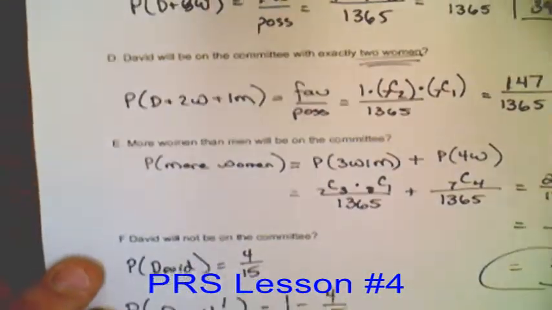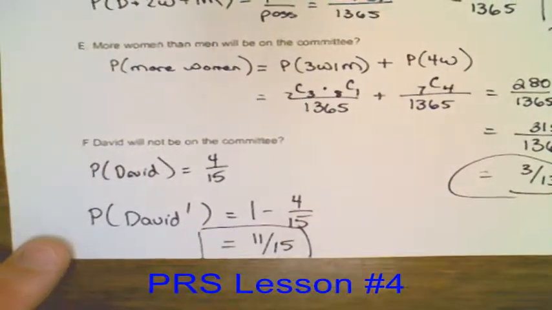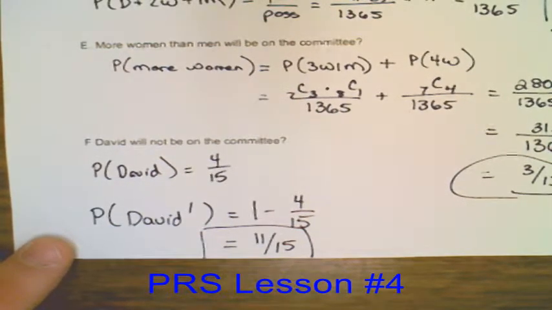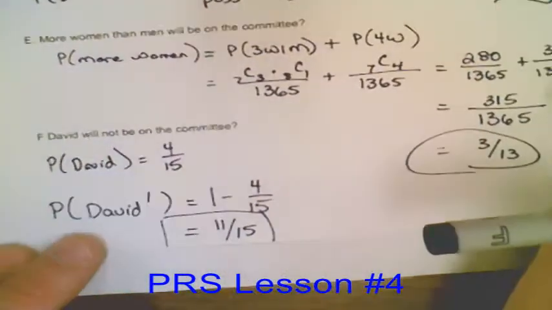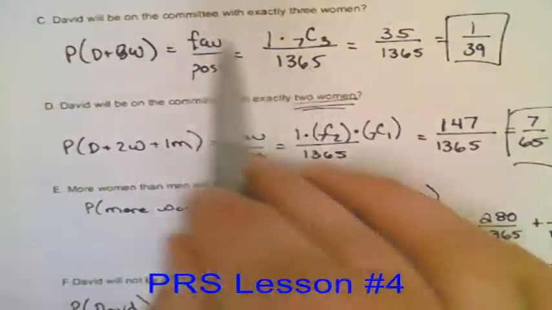Okay, there are lots of ways to do this. Here's probably the easiest. If David's not on the committee, that's the complement of David being on the committee. So the complement is 1 minus the probability that he was, 4/15. 1 minus that is going to be 11/15. That's probably the easiest way to do this question. You could go through and calculate something over 1365. Either way, it would end up reducing to 11 over 15. Okay? So I like this whole idea.